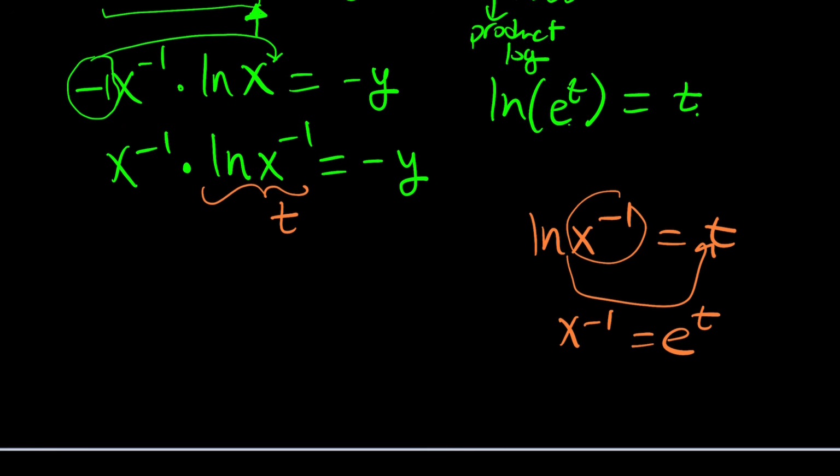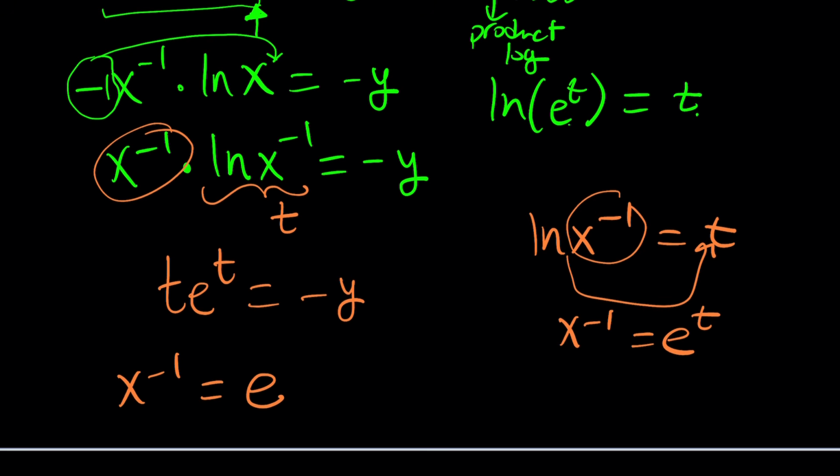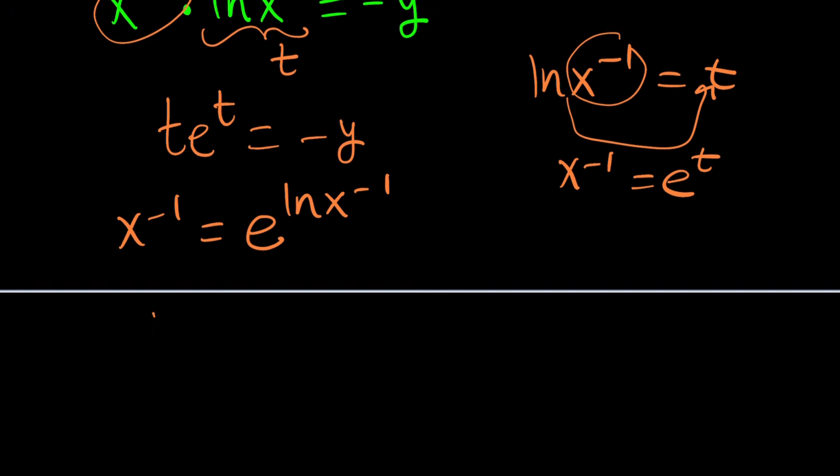And because ln is base e, x to the power negative 1 can be replaced with e to the t. So you're going to get t e to the t equals negative y. That's actually one way to look at it. Or you can use an identity. x to the power negative 1 can be written as e to the power ln x to the power negative 1. And when you do that, you get something like this.